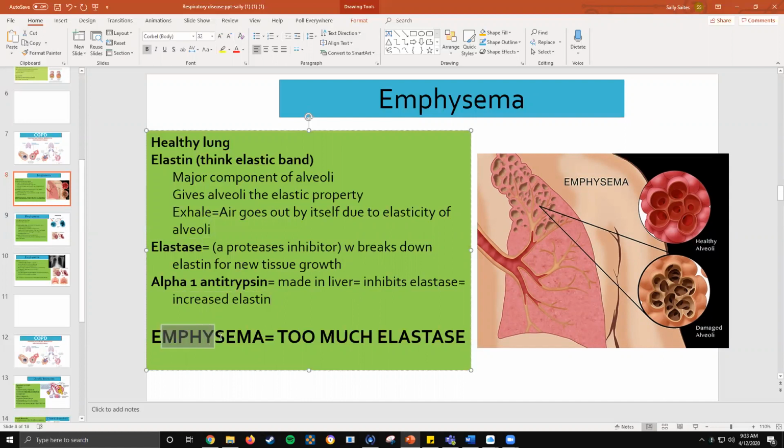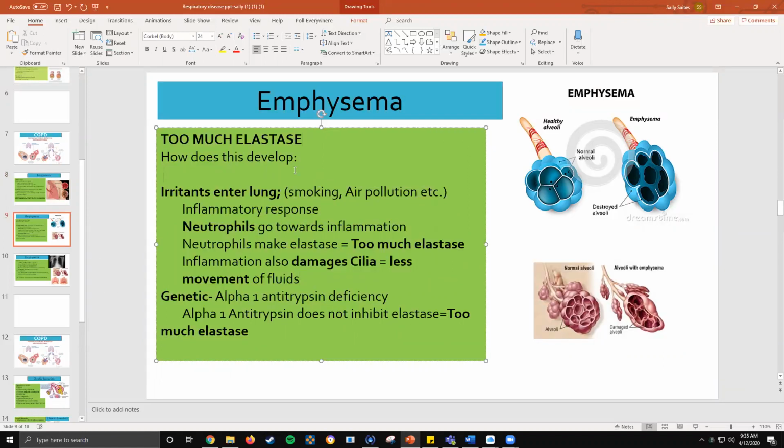So what is emphysema? Emphysema is too much elastase. So if we have too much of this enzyme, then it breaks down elastin, which means that we don't have the elastic property in our alveoli as we normally do. So what is too much elastase? So as we know, emphysema is too much elastase.